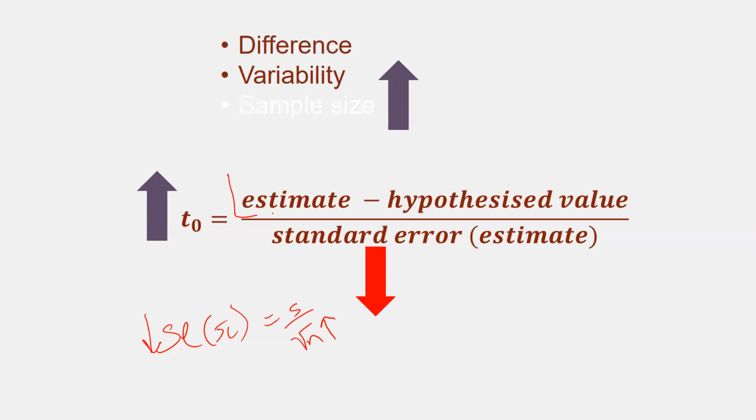But it always comes down to this bit here. That bit has to be big before we're going to get a big enough test statistic. The variability in the sample size is just kind of helping us out a little bit.